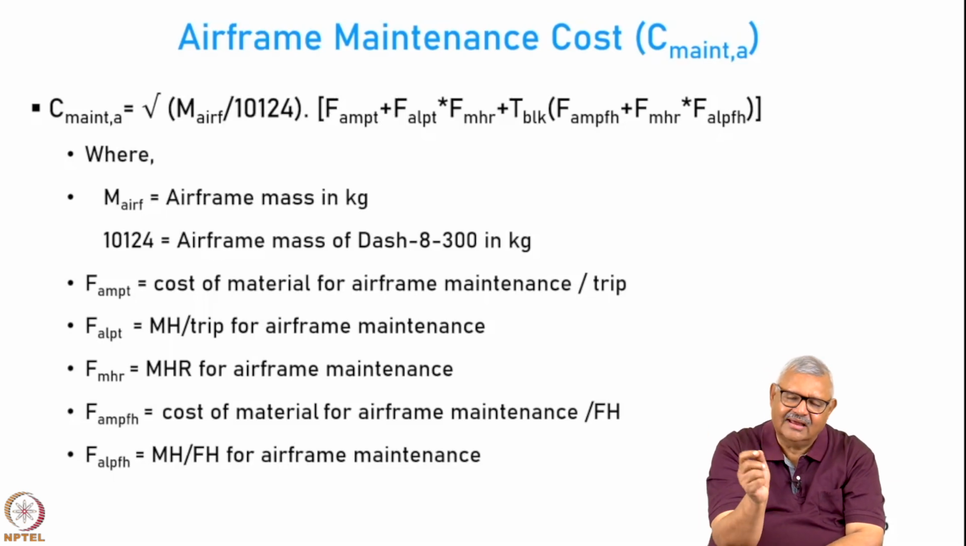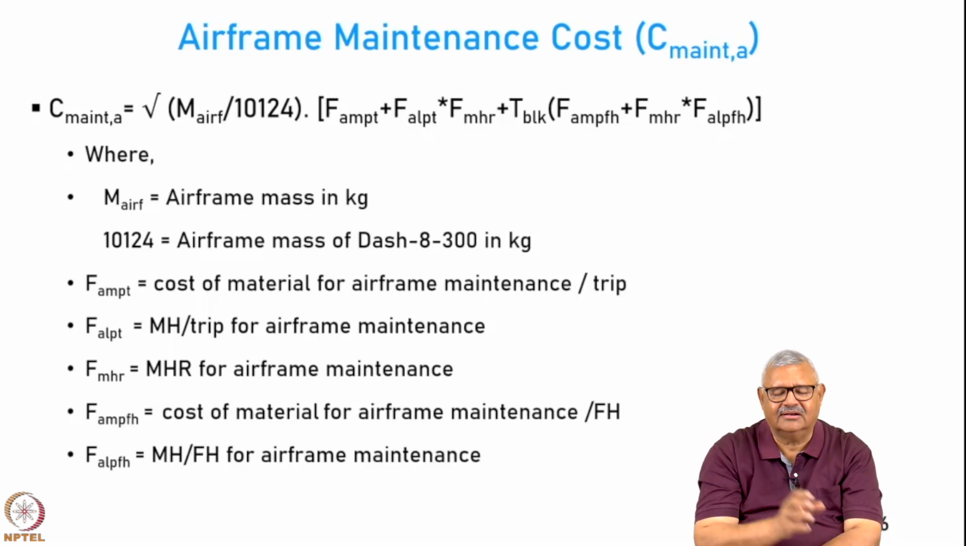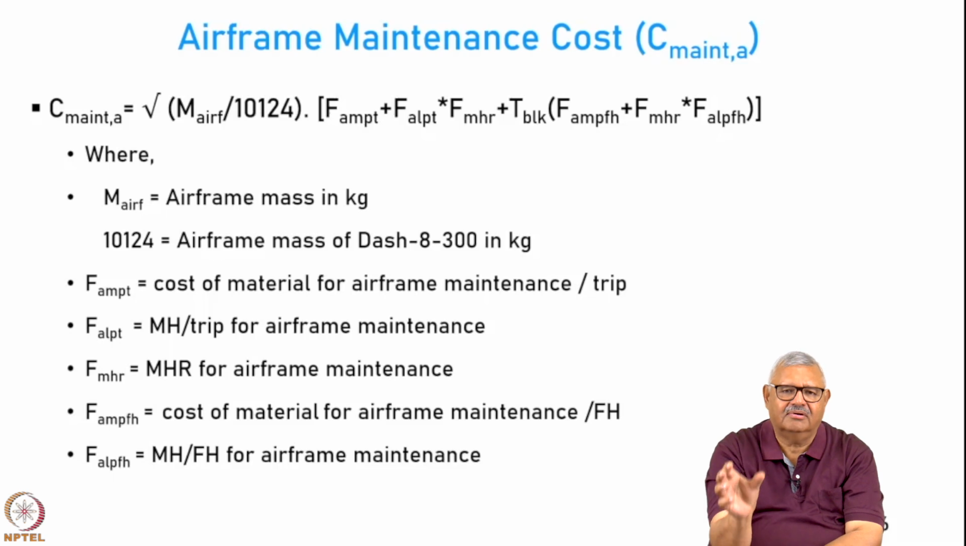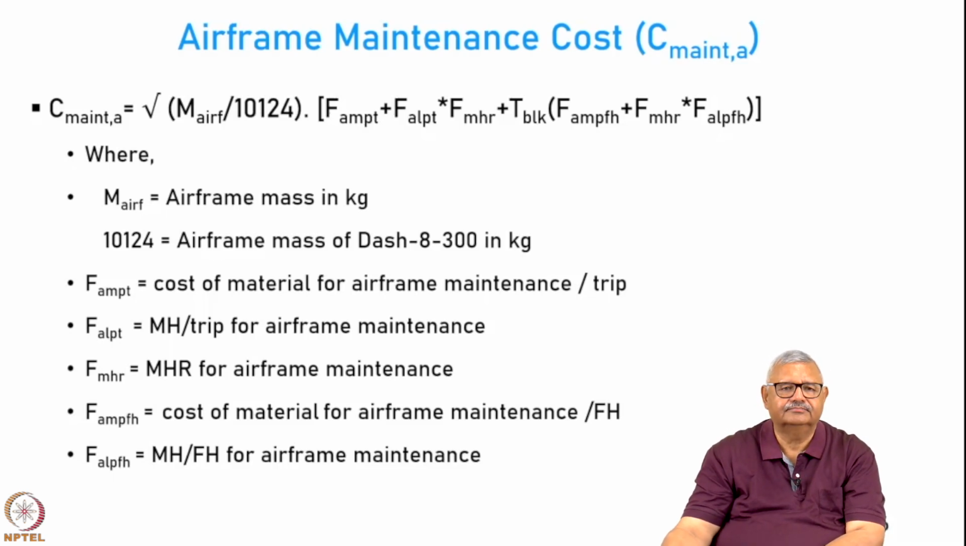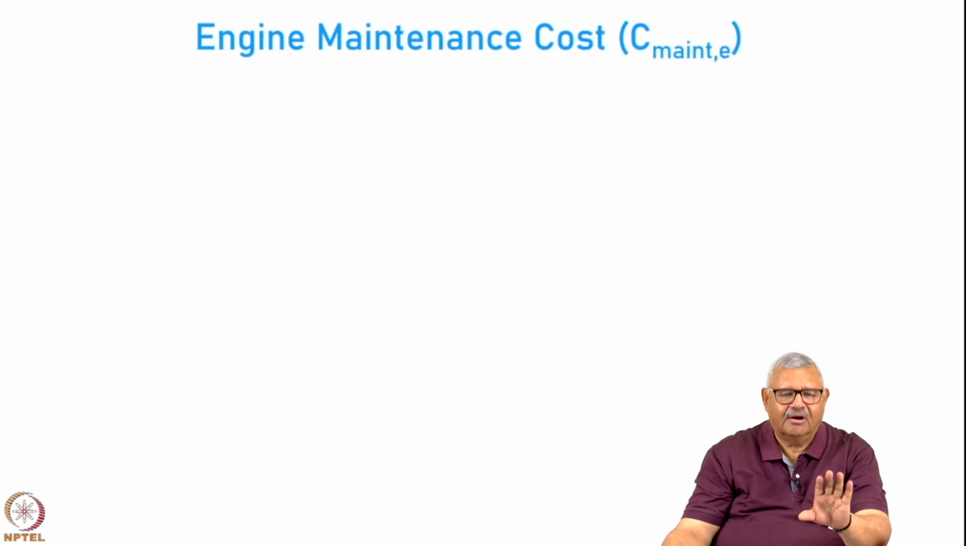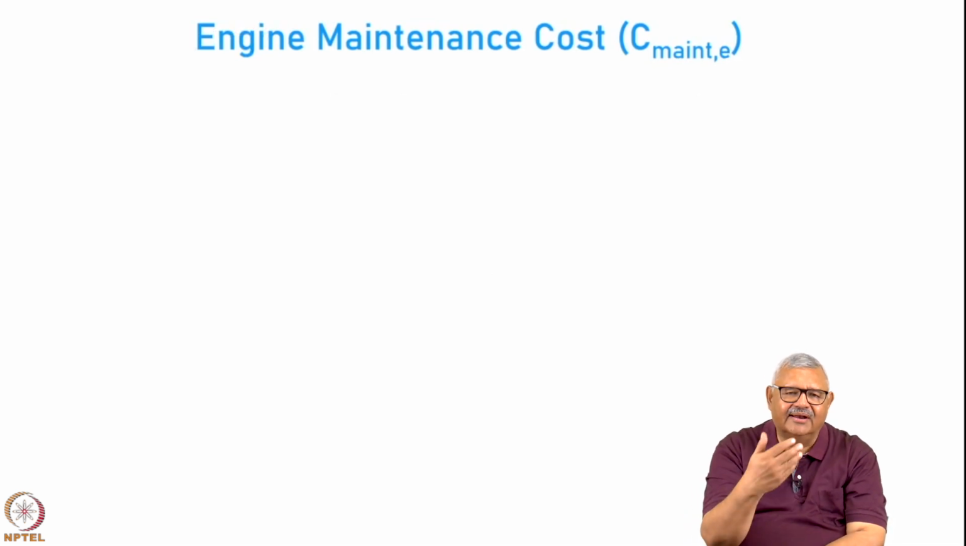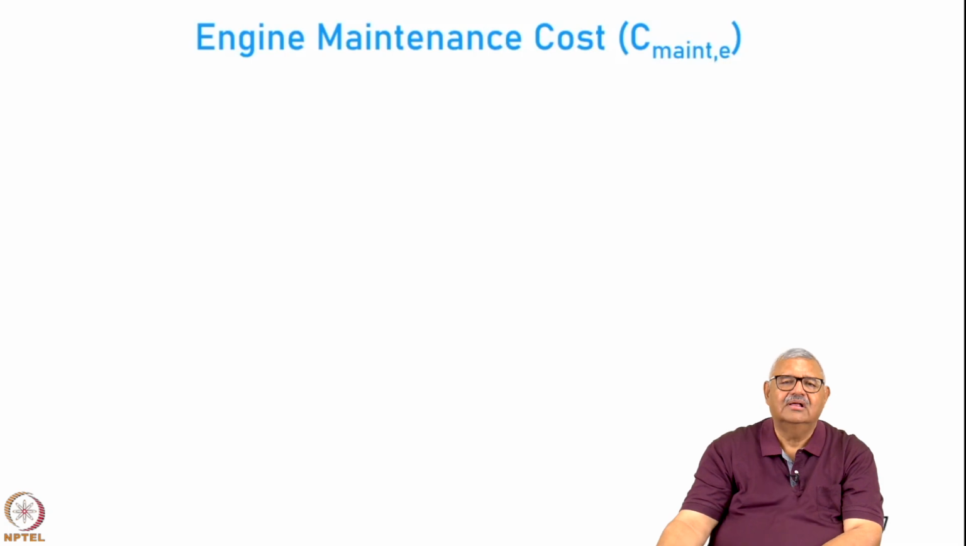If you add this and multiply with the block hour, you will get the costs per block hour, cost per trip, and together you will get the cost per trip. Okay. It is a bit involved, but you will be able to clarify it when you do the step by step calculation. Now, similar thing is for the engine.